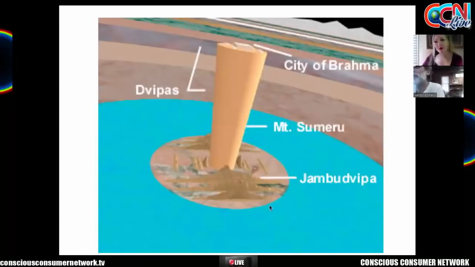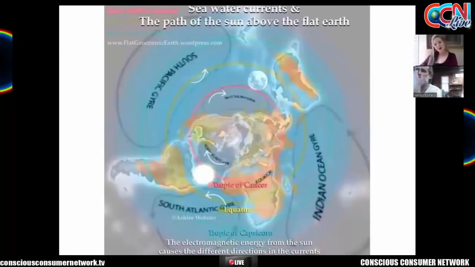Now, at the bottom of this plane here, we see Jambudweep. Jambudweep is the flat point from where all of our Earth extends, from this central point here. And, of course, this is Mount Meru, Mount Sumeru, Samaria, Moriah, Zion, Sinai, the Olympus. This is all the sacred mountains, guys. It's all Mount... Yeah. Magnetic mountain in the center of the Earth.